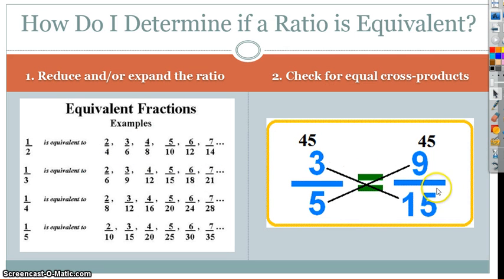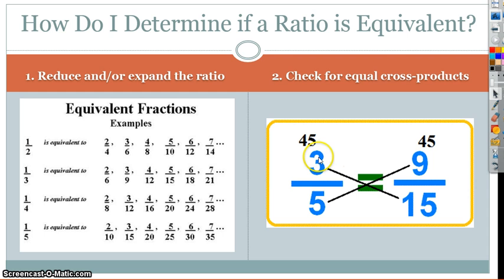And moving on to the topic of how to determine if a ratio is equivalent. There are in fact 2 ways to determine if a ratio is equivalent, and we've already been working rather extensively with the first one. And that is to reduce and or expand the ratio. And you can see I have some examples here of equivalent fractions or equivalent ratios. The second way is to check for equal cross products, and that's what you see demonstrated here.